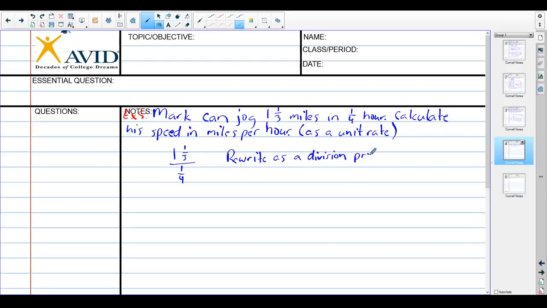Division problem. So we have 1 1/3 up top. 1 1/3 divided by 1/4. Okay. So first things first, we can't multiply or divide mixed numbers, so we have to make it an improper fraction.